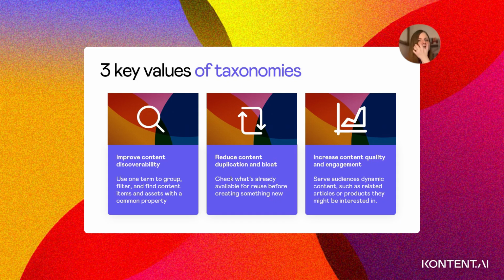And last but not least, increasing your content quality and your engagement. So serving audiences dynamic content, such as related articles or products they may be interested in. So this is one of those use cases where you want to be more creative with your taxonomies. What are the different relationships that your audiences may be looking for and want to be served additional content related to that? So it gives you a new perspective on what's your content and what's available there.